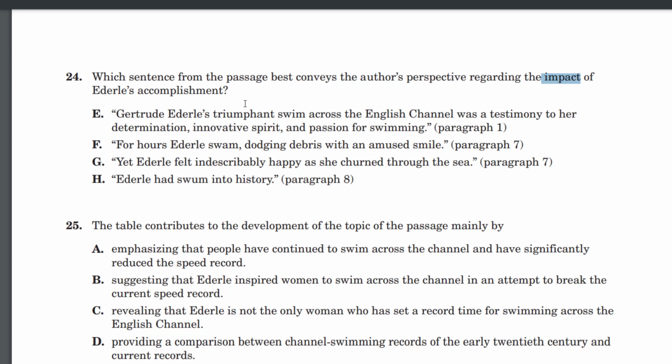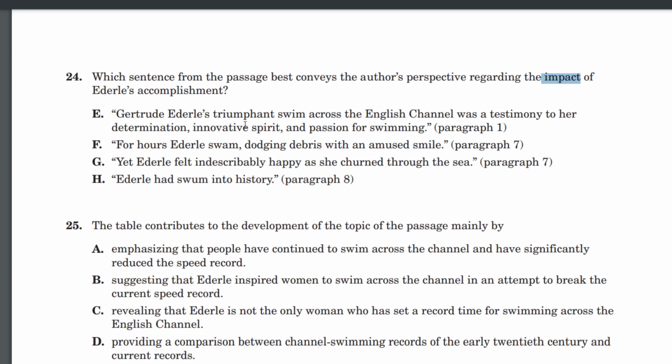E. Gertrude Ederle's triumphant swim across the English Channel was a testimony to her determination, innovative spirit, and passion for swimming. That says nothing about her impact on other people and the world around us. So not really the answer to this question. F. For hours, Ederle swam, dodging debris with an amused smile. Okay, that's the author's perspective on her feelings at the time, but not the impact of her accomplishment. So again, F is not answering the question. G. Yet Ederle felt indescribably happy as she churned through the sea. Again, that's the author's perspective of her feelings. It is not saying anything about the impact of her accomplishment.